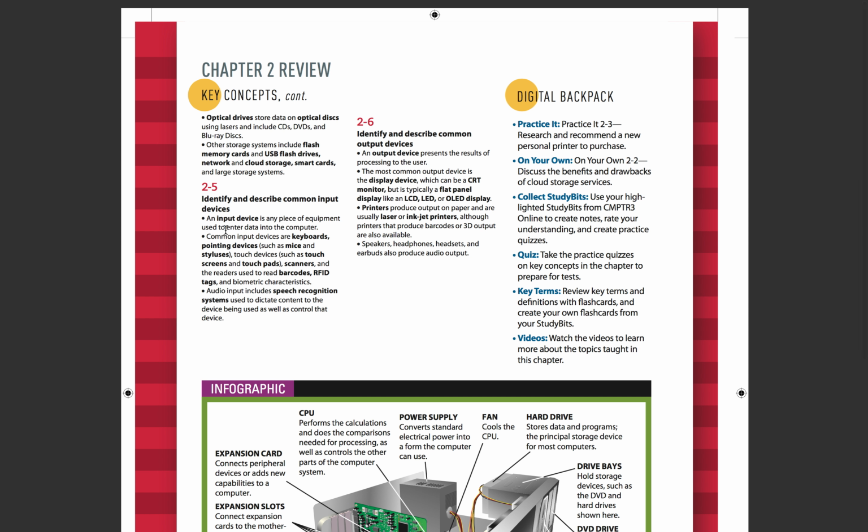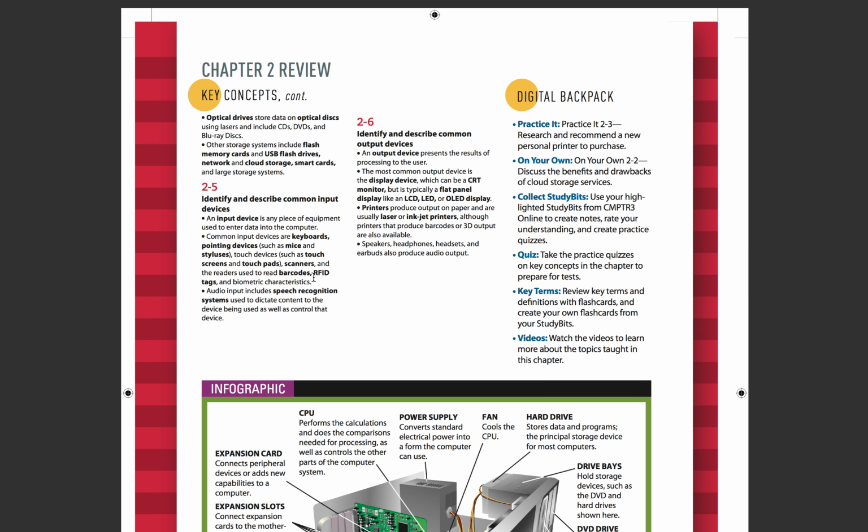In 2-5, we identified the common input devices. So an input device is any piece of equipment used to enter data into a computer, whether it's a keyboard, pointing device, touchscreen, scanners, barcode machines. So all those different types of things are your input devices.